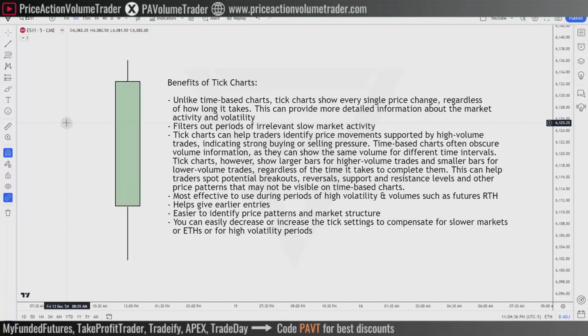It's easier to identify price patterns and market structure, and you can easily decrease or increase the tick settings to compensate for slower markets, for example extended trading hours, and for high volatility periods. So if I'm trading the regular trading hours, the New York Stock Exchange open on the ES, the SP 500, I'm going to have a higher tick setting because I know there's going to be a lot of volatility, especially during those first 2 hours that the market is open.